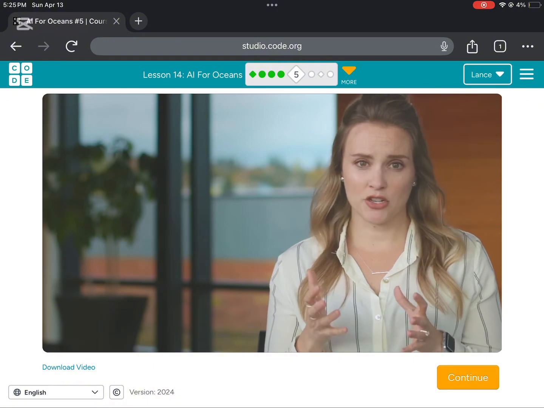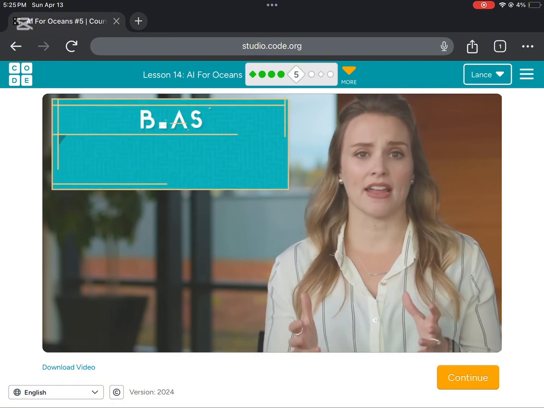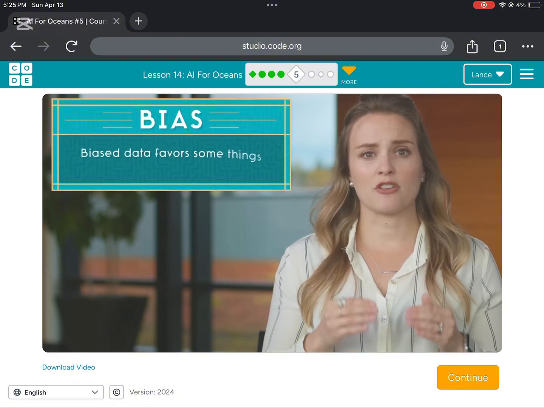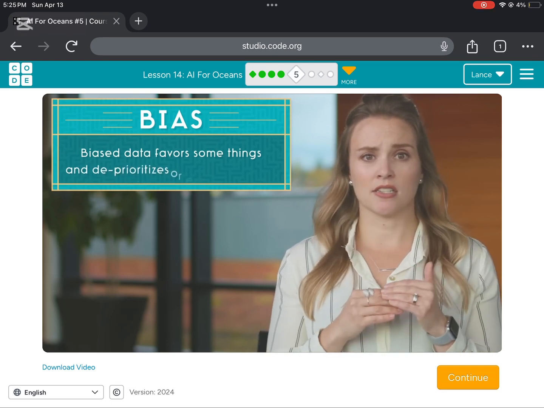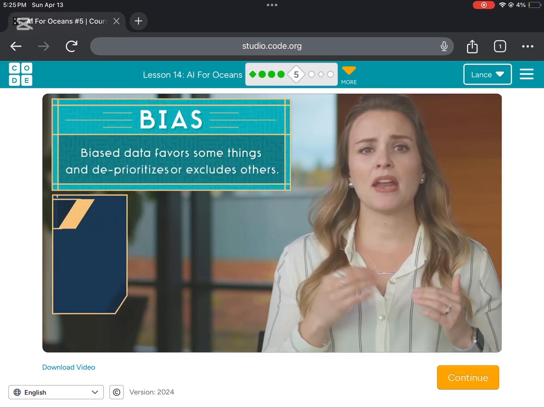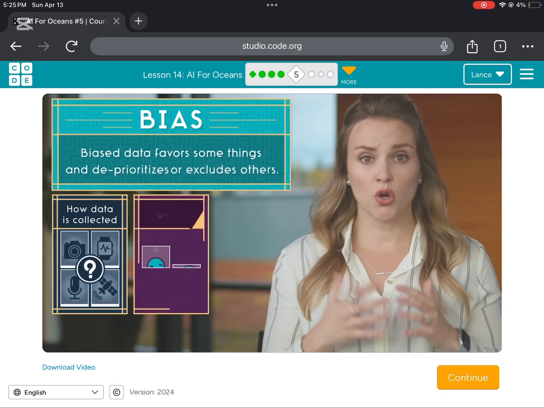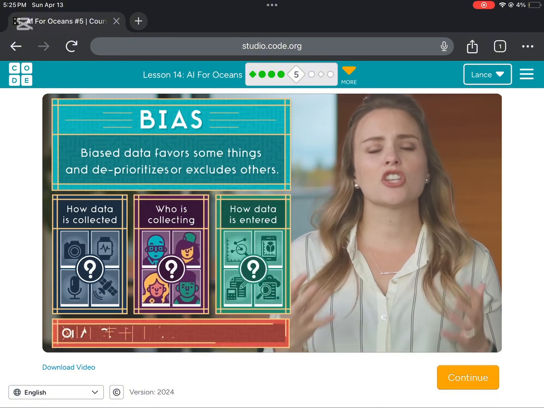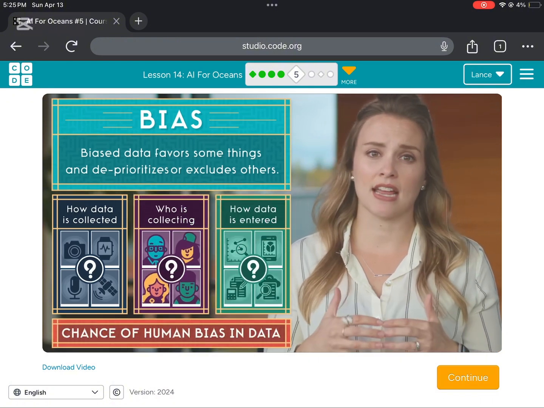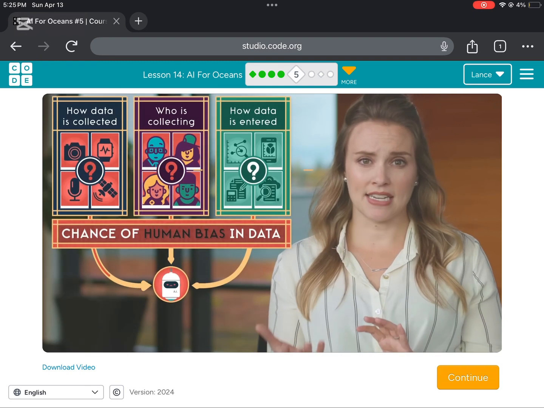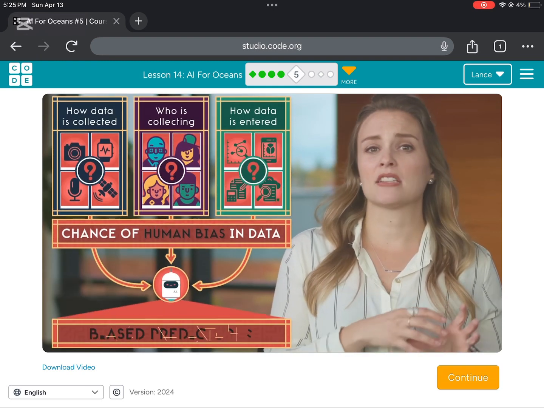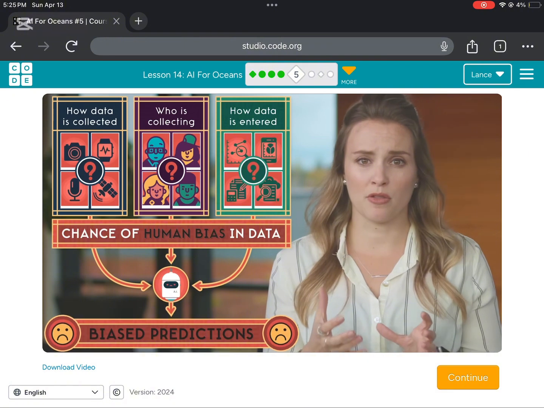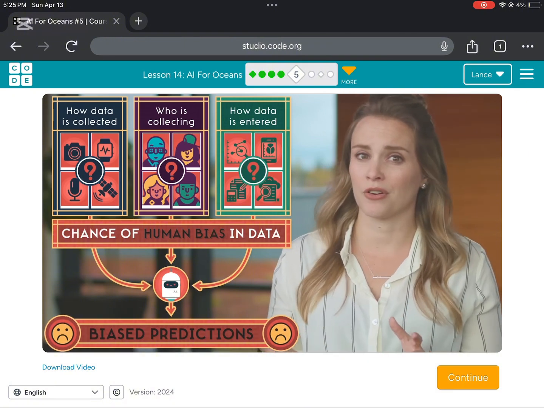This blind spot in the training data creates something called bias. Biased data favors some things and deprioritizes or excludes others. Depending on how training data is collected, who is doing the collecting, and how the data is fed into the computer, there is a chance that human bias is included in the data. By learning from biased data, the computer may make biased predictions. This can happen whether the people training the computer are aware of it or not.